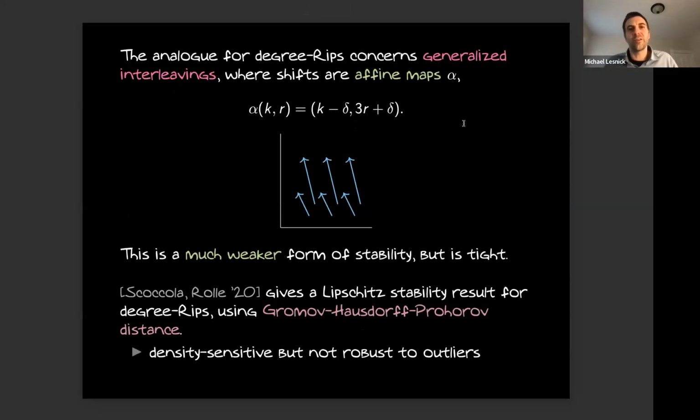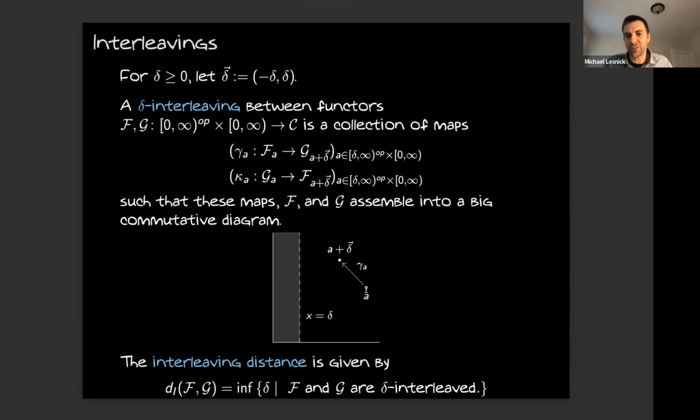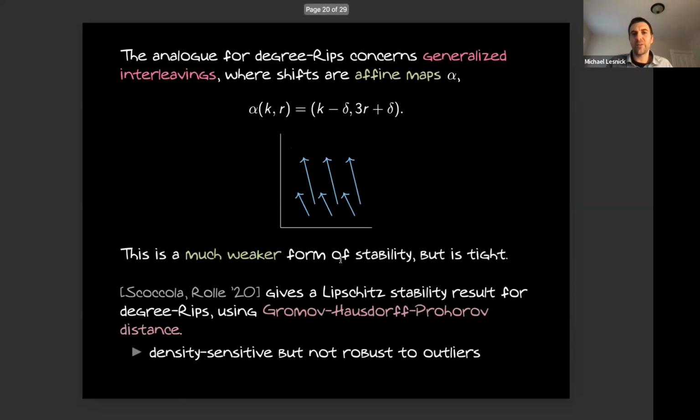Now, we of course want to ask whether there's an analog for degree Rips, and there is. This concerns generalized interleavings, however. And so here, the difference is that whereas if you go back to this slide from before, our shifts in our interleavings were to the left by delta and up by delta, now the shifts are going to be affine maps that depend on the index. So we're going to shift to the left by delta and then up by 3r plus delta, where r is the radius parameter for us.